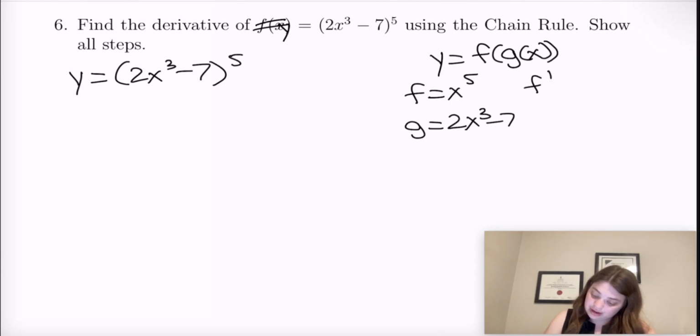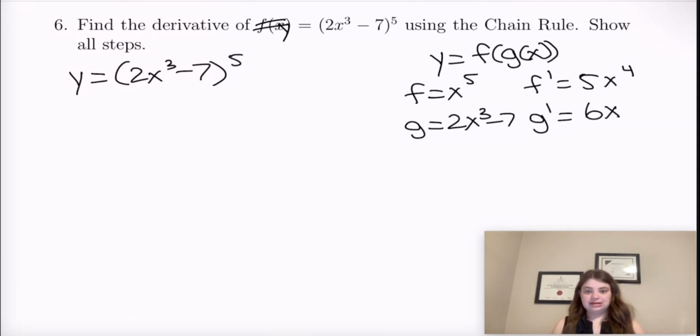So f prime would be what? That would be 5x to the power 4. And then g prime would be 6x, right? So just very basic, using the power rule to find those derivatives there. Now I'm going to apply that to the overall chain rule, which actually I didn't write down.